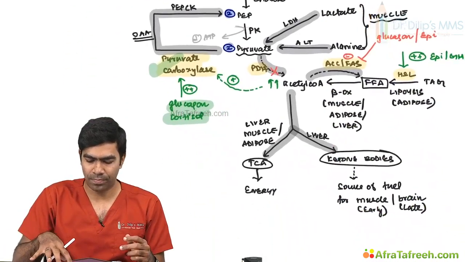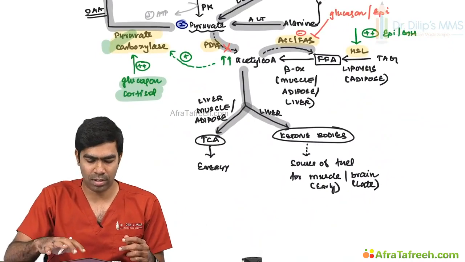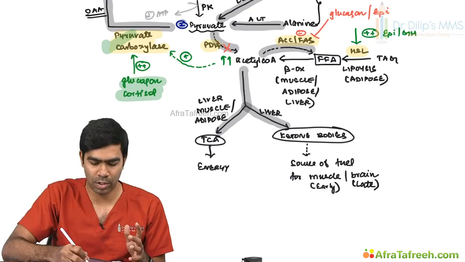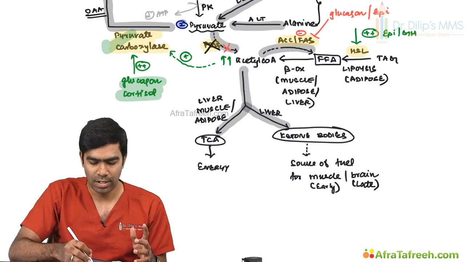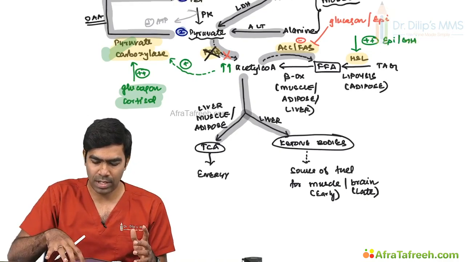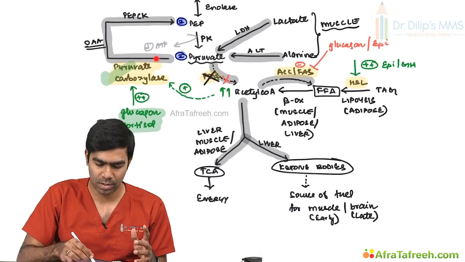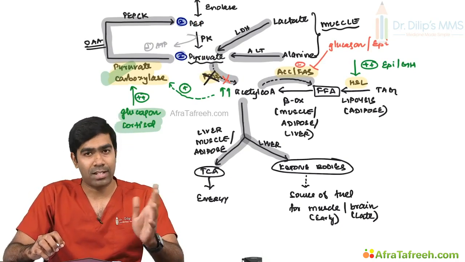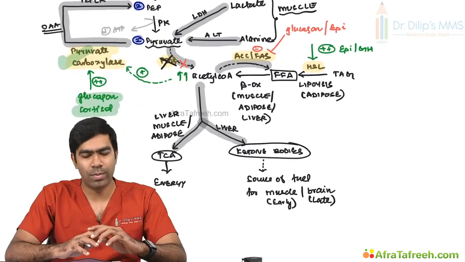And what about the pyruvate? Pyruvate cannot produce acetyl-CoA in the setting of insulin deficiency because PDH will not be active. So whatever pyruvate you have will be actually shunted towards the gluconeogenic pathways to produce phosphoenol pyruvate. But acetyl-CoA will be in excess.